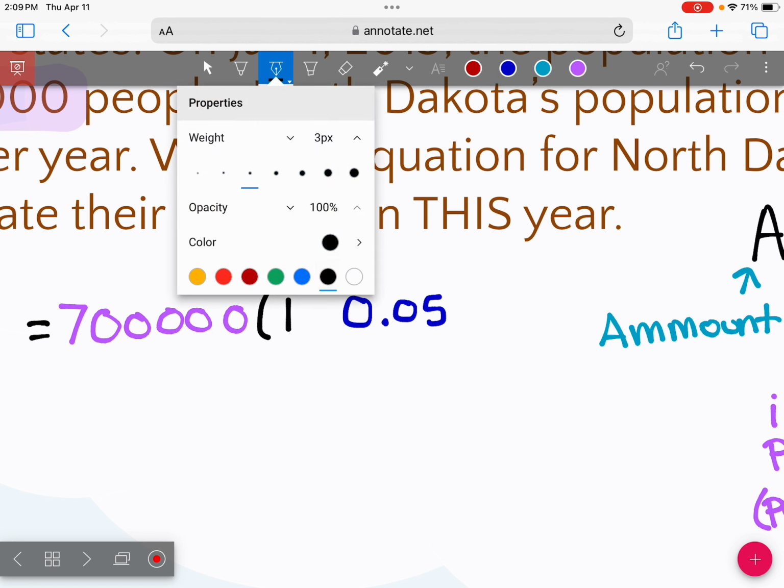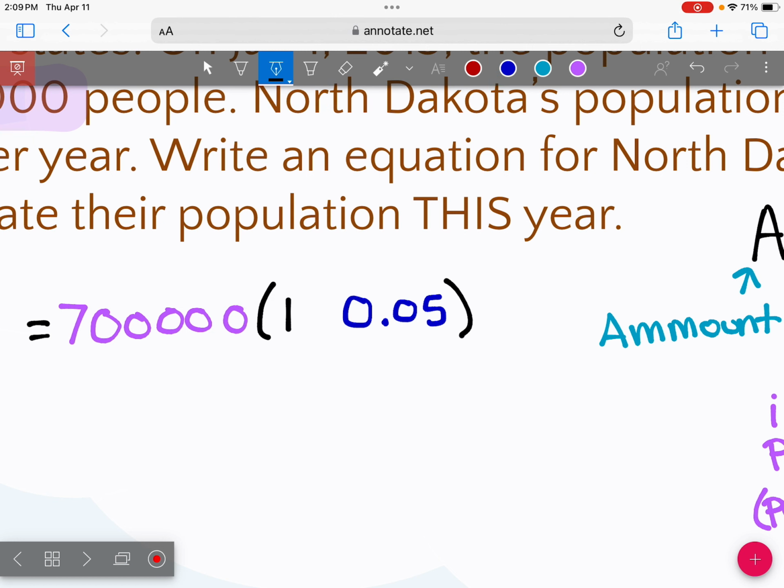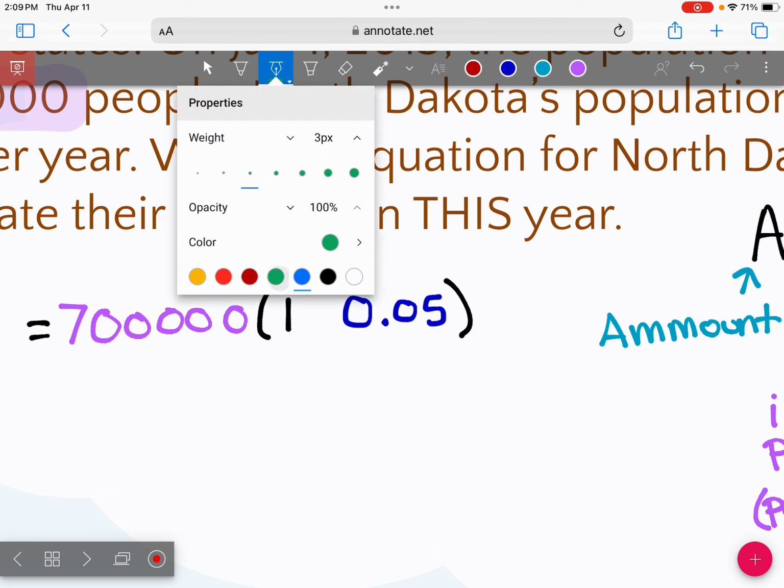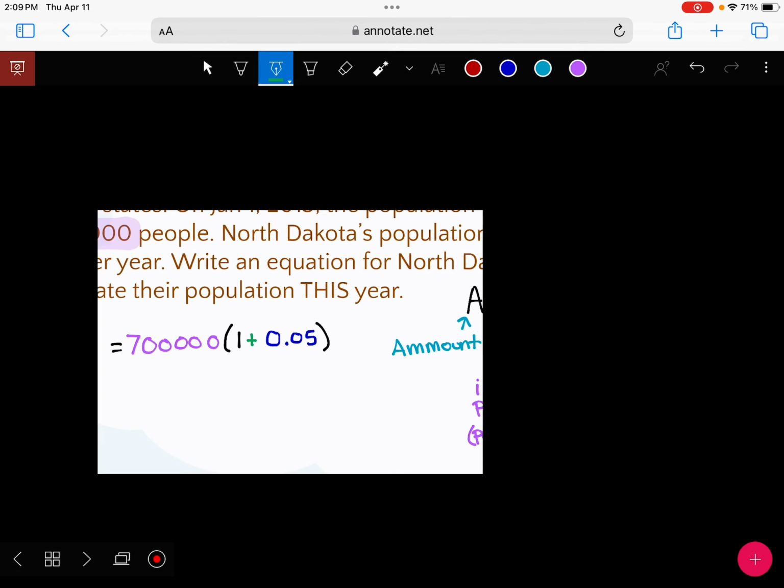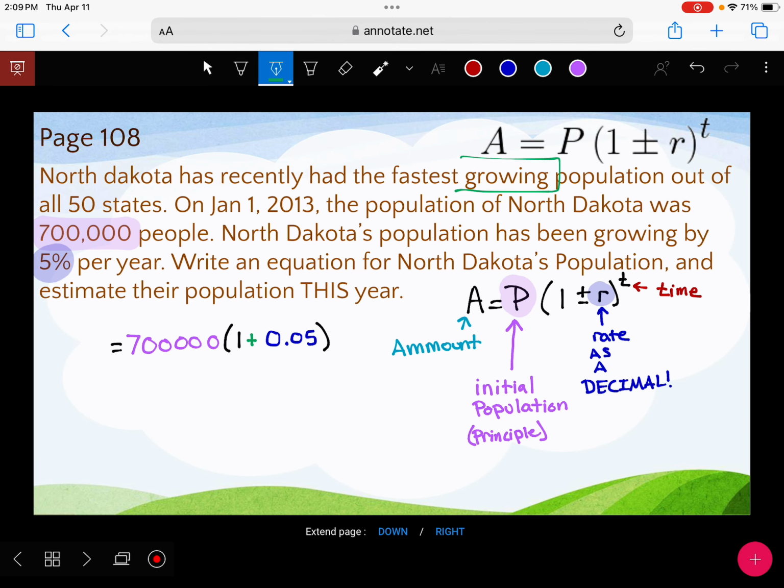Do we need to do two equations? No. Are we going to use plus or are we going to use minus? Plus. How do we know? Because our population is growing. Since it's growing, we use a plus.